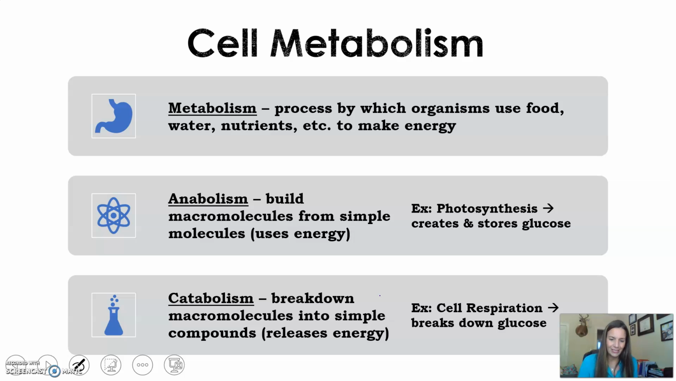This process creates and then ultimately stores glucose for the plants. Catabolism then is the opposite. This is the breakdown of macromolecules into their simple compounds or monomers. Throwing that word out there from earlier in the year, right? And this is how they release energy. So cell respiration is an example of this because glucose is being broken down to provide energy for the organism. So just touching on that now, we'll get into much more detail because next up we'll be jumping into photosynthesis and cell respiration.